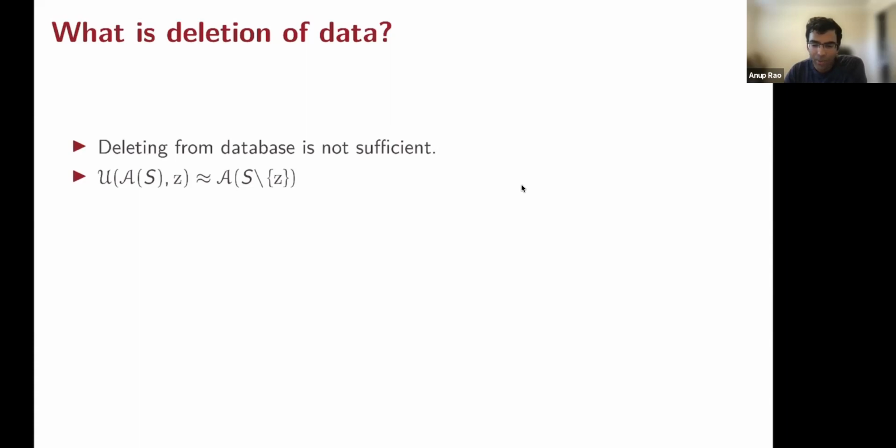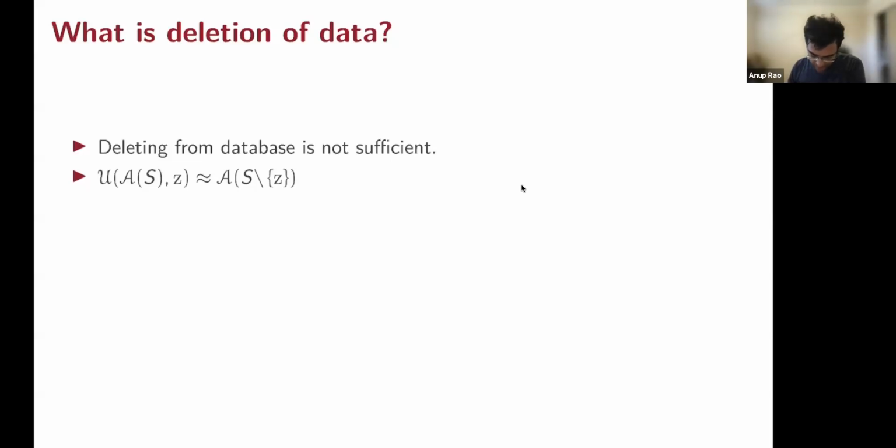But one issue with just deleting data from the database is that there are machine learning models that are usually trained on the data, and when a user asks for their data to be deleted, we would ideally want to update these models to reflect that the data has been deleted, that the model doesn't contain any information pertaining to that user.